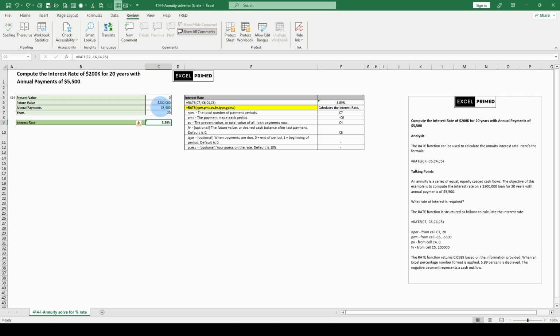On the other hand, if you want to do this on a monthly basis, divide this by 12 and multiply this times 12. Okay? You're going to get 5.51%.